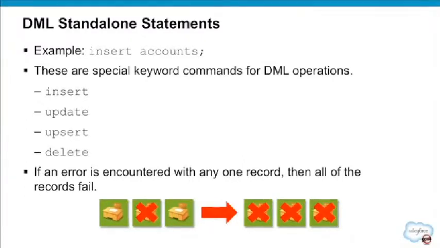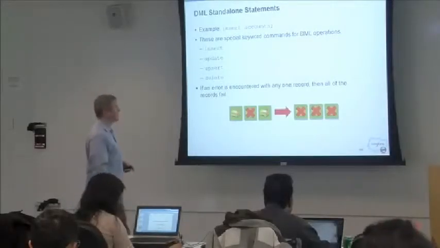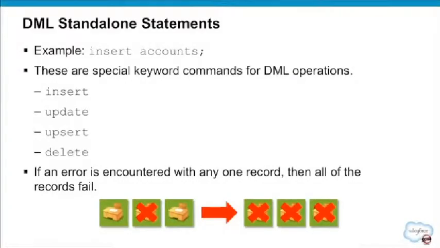So let's say I have an account and I'm missing a required field on one of the records. If one of them fails, then none of them will be written to the database. Because this assumes that all of the data is good, in this case we're going to be throwing a DML exception. You'll have to handle the DML exception that you get back.